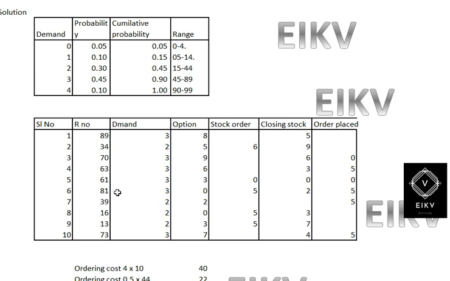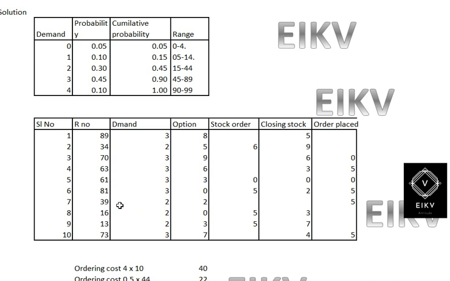But on the 6th day the random number is 81, and when you check the random number, the demand will be 3. 5 has been received from the new order. Therefore 2 is the closing balance. And since 5 is lesser than 8, the minimum quantity is much lower, then the quantity will be ordered. 2 is the closing balance. It will be taken to the next day.